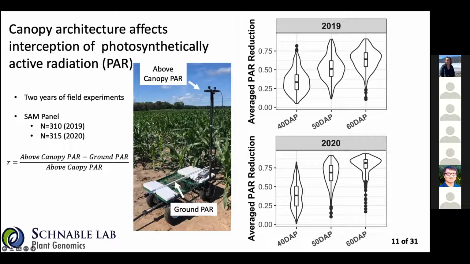Then we subtract the differences to estimate how much light has been intercepted by the canopy, and got this canopy reduction ratio R. In both 2019 and 2020, from 40 days after planting to 60 days after planting, we can see that there is an increased PAR reduction from the canopy, which is exactly as we expected.